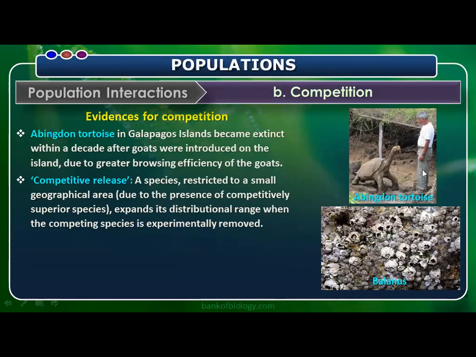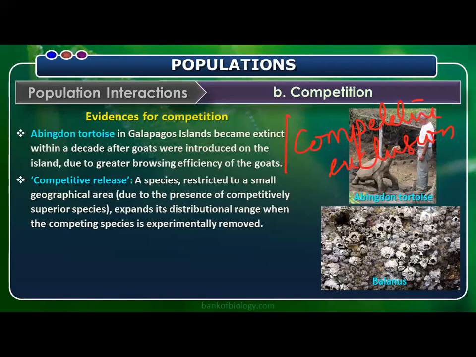What do you call this principle? When two species are competing, we call this principle the Gause principle. So when one species drives the other species to extinction, what do you call it? Competitive exclusion. This feature can be called competitive exclusion, and the principle is said to be the Gause principle.